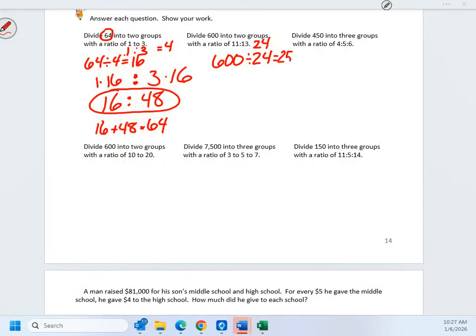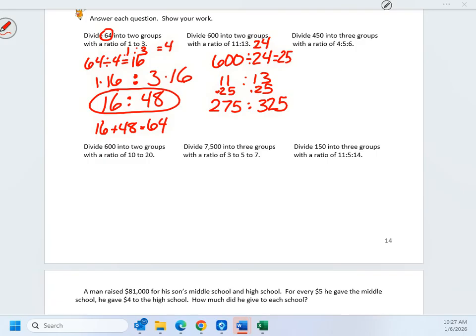Now what do I do with that 25? Joe? Multiply 25 by 11 and 13. Yeah, I multiply that 11 and that 13. I multiply both of them by 25, and what do I get? What's 11 times 25? Finley? 275. And what is 13 times 25? Well, 325.